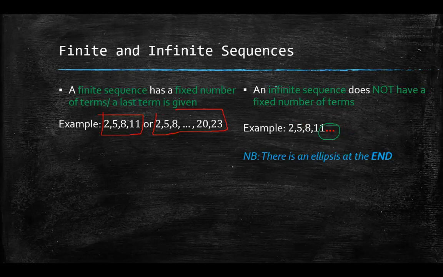Why? Because it's an infinite sequence, which is different from these two. I have a last term. My last term is 11, last term is 23. So these two sequences only go up to 11. This one only goes up to 23. But this one could go on forever because it's an infinite sequence. Do you understand that?